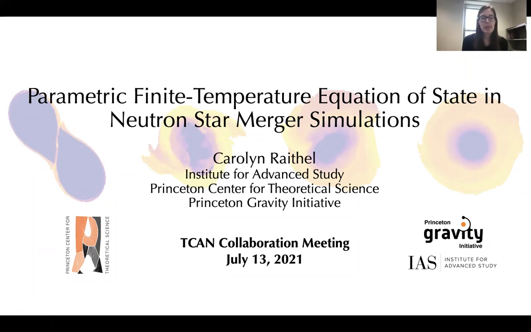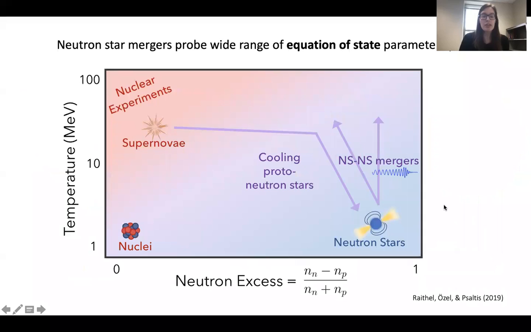I'm pleased to be able to share with you all some of the work that I've been doing exploring parametric finite temperature equations of state in binary neutron star merger simulations. So to start, by way of motivation, I want to highlight the wide range of equation of state parameter space that a binary neutron star merger probes. Earlier this morning, we heard a really extensive overview of constraints on the cold, dense matter neutron-rich equation of state from Raithel. But binary neutron star mergers extend beyond this equation of state.